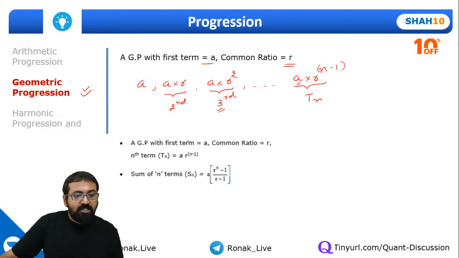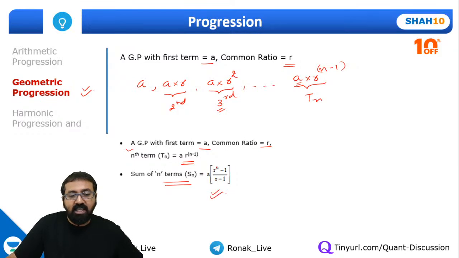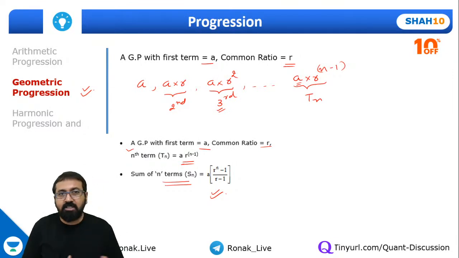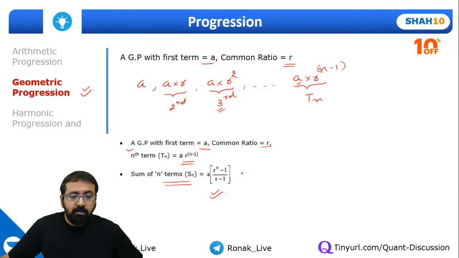Fine guys, some formulas related to GP. For a GP with first term A and common ratio R, the nth term we have understood, and the sum of n terms can be given by this formula: A into (R to the n minus 1) upon (R minus 1). Of course we can prove this formula, but it would be a waste of time. If you want to check the proof, you can search for it, or ping me and I'll give you the proof. For timing, you can remember the sum of n terms of a geometric progression.